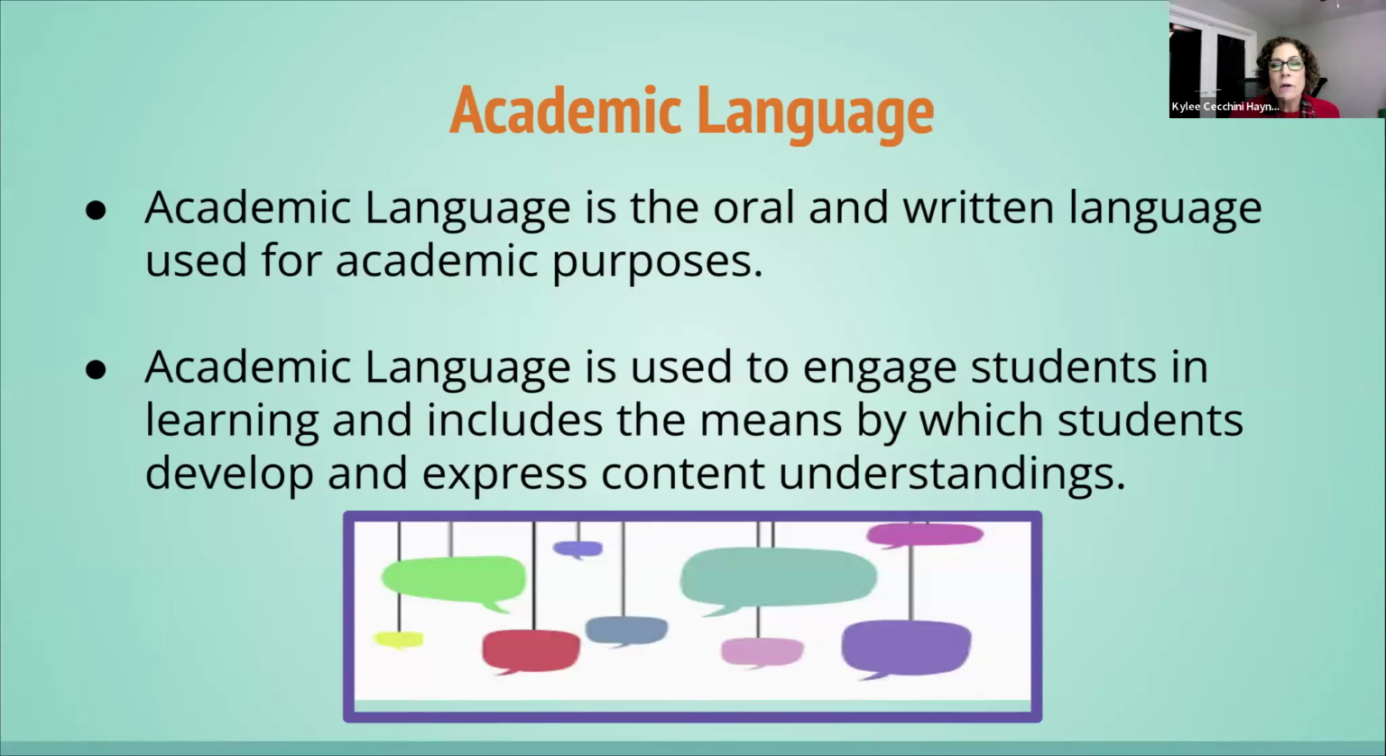So they are learning through academic language because they're reading it in their texts. They're listening to your lectures using the language of the subject, and they are communicating their understanding of your subject through language, through academic language.